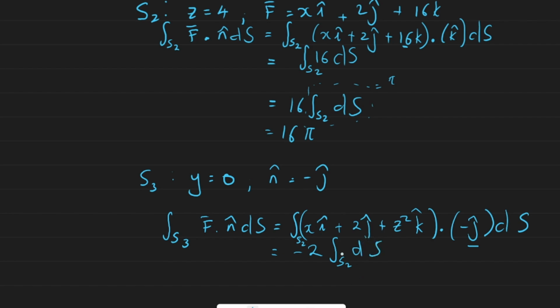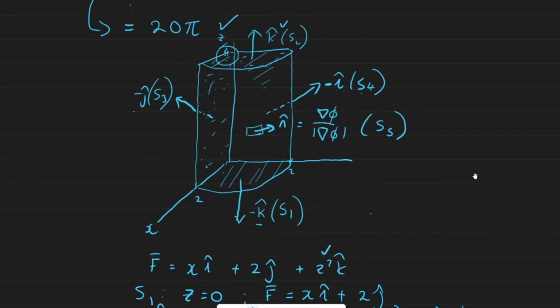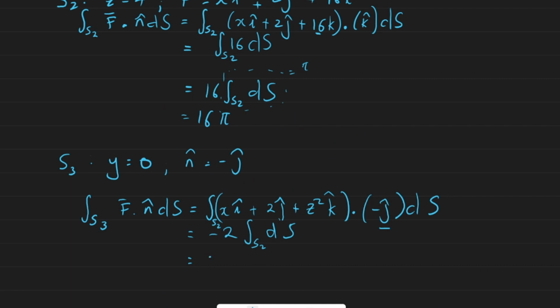So this is actually just the area of the rectangle. So dS will be the area of the rectangle that we see. It's essentially length times breadth, so it's 2 times 4, which is 8. So that's 2, and that's 4, and 2 times 4 is 8. So dS is equal to 8. So we have minus 2 times 8, which is minus 16.